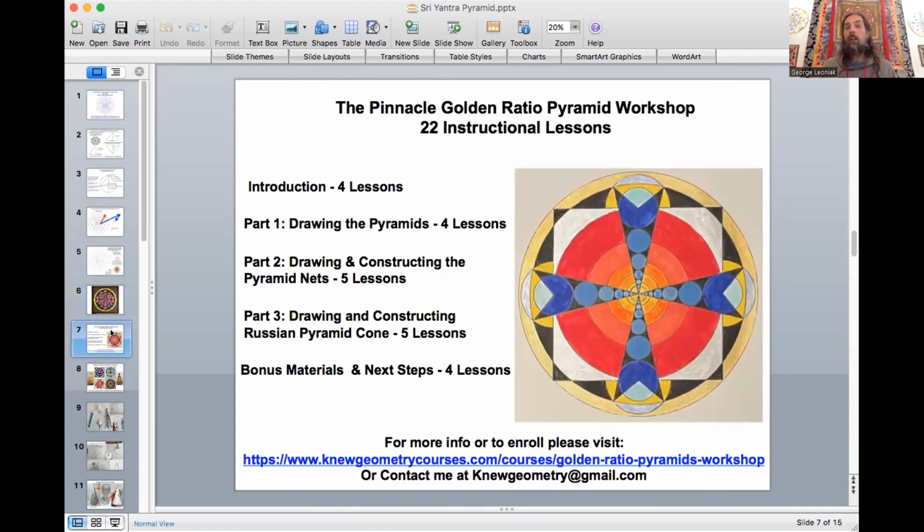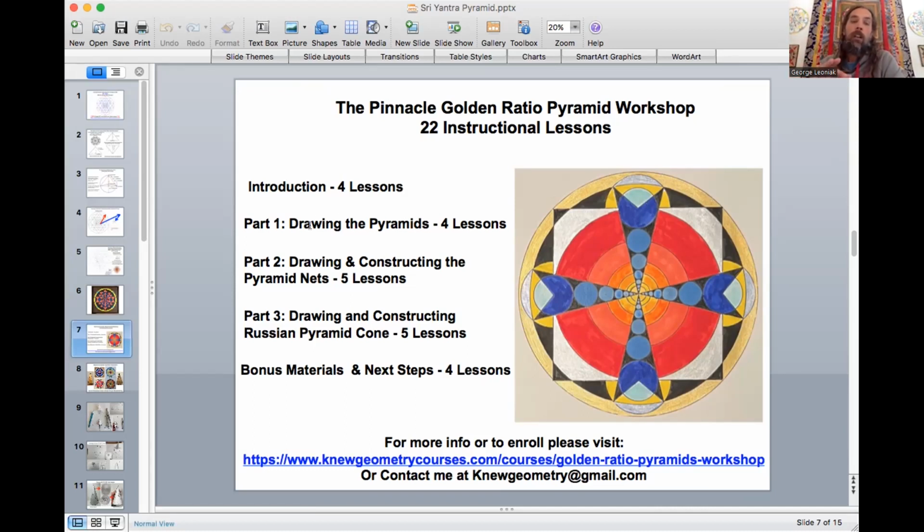This is a class that I also have at the new geometry courses. It's the Golden Ratio Pyramid Workshop. And this was a fantastic class because before I did this class, I didn't really know much about how to draw the angle, and I came up with about 20 different methods of how to draw the 76.345 degree angle through sacred geometry hand-drawn techniques. And I share that in these different lessons. So there's 22 lessons in this instructional course, which I think is fantastic. And the site is really smooth and works very nicely.